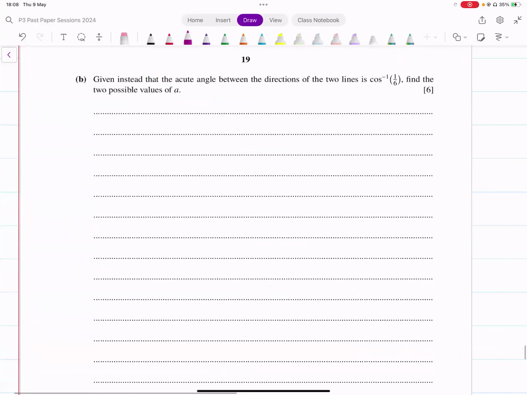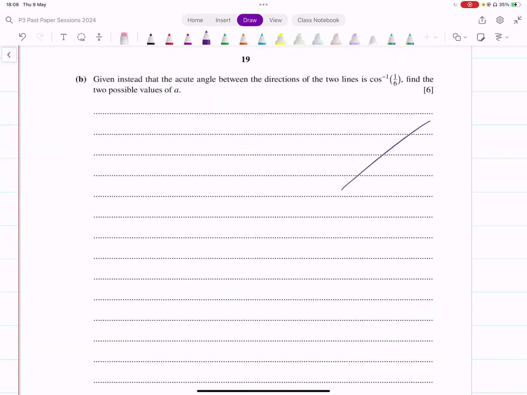Now it says given instead. Given instead means whatever was given in the first part, that is no longer relevant. The first part is not relevant anymore. Okay. Given instead that the acute angle between the directions of the two lines is cos inverse of 1 over 6, find the two possible values of a.